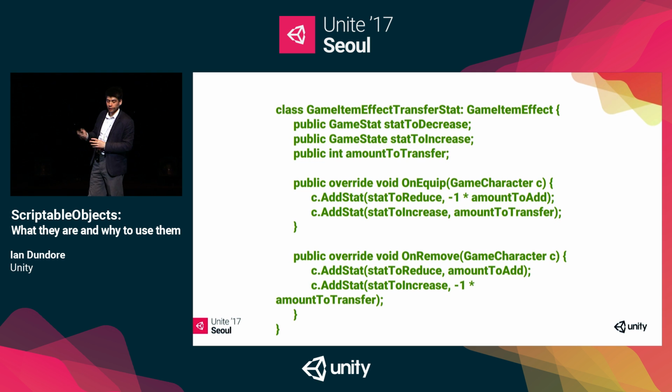So here is the other effect that I talked about, one that takes points from one stat and moves them over to another stat. I realize that in a real game, you would want to do more checking, make sure the player has enough of one stat before moving it all over to the other stat. But this is a simple example, and that would not fit on my slide.